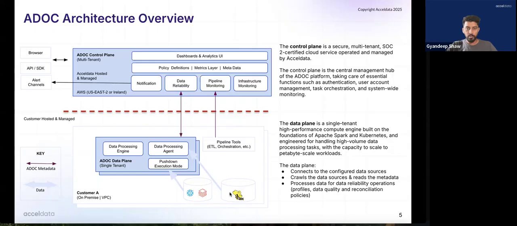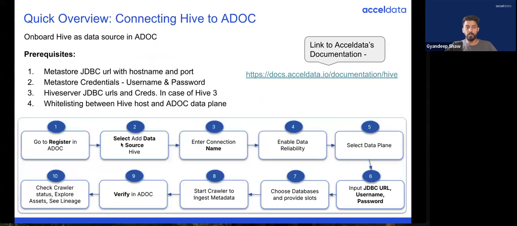So let's move to the next slide here. Before I talk about how you do it, I'll cover the prerequisites, right? In order to onboard Hive as a data source in ADOC, you need the Metastore JDBC URL with hostname and port, and then you need the Metastore credentials, username and password. You also need the Hive server JDBC URL with its credentials in case it is Hive 3. And you also need to whitelist the communication between the Hive host and the ADOC data plane.